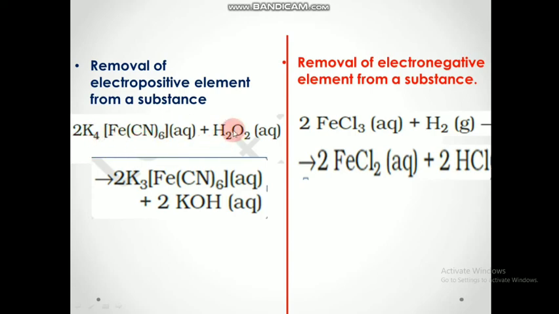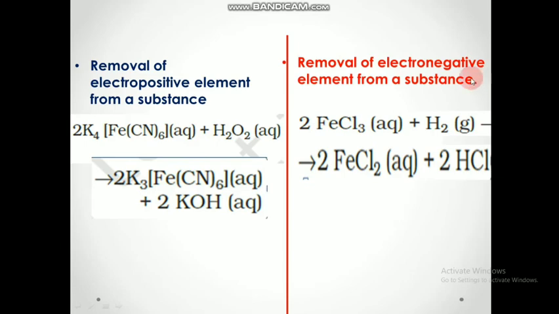2K4[Fe(CN)6] plus H2O2 gives 2K3[Fe(CN)6] plus KOH. Here K is an electropositive element or a metal. So potassium is electropositive, and in the reactant part it is K4[Fe(CN)6], and in the product part it is K3[Fe(CN)6]. So one potassium is getting removed from the whole complex. So that's why it is the removal of electropositive element from a complex or substance. So that's why it's an oxidation reaction.